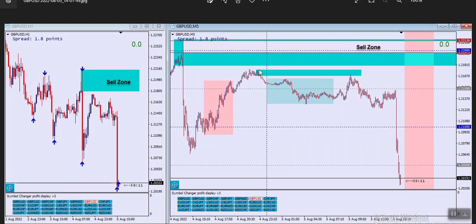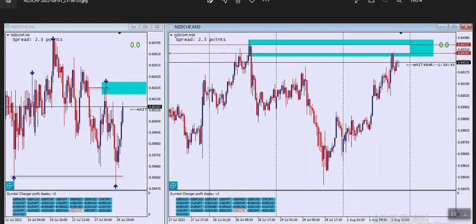So this is what happened. After here, price dropped throughout the Asian session. Price took out the high of the Asia session and continued to drop. So I didn't take any entry on this GBP USD.